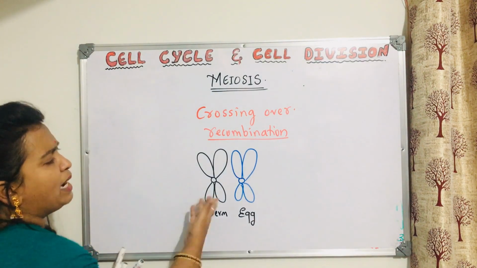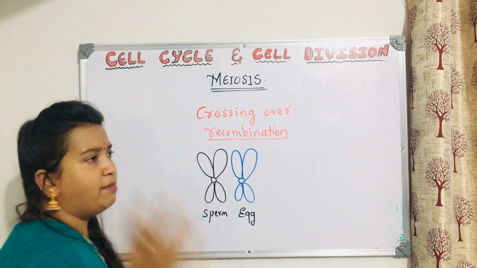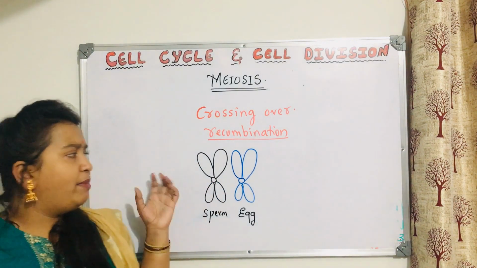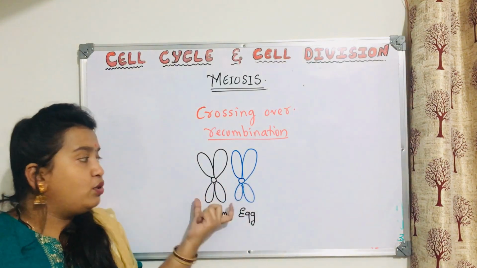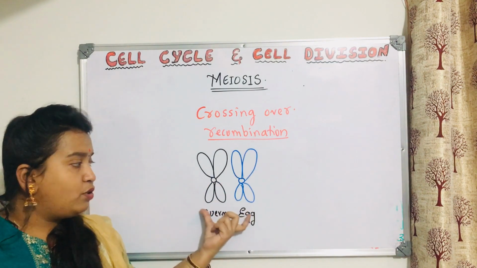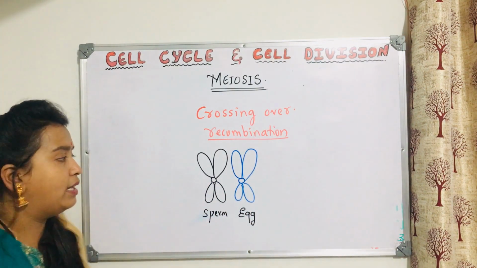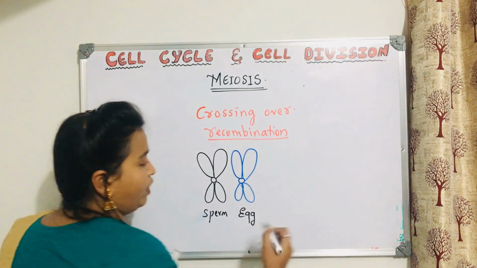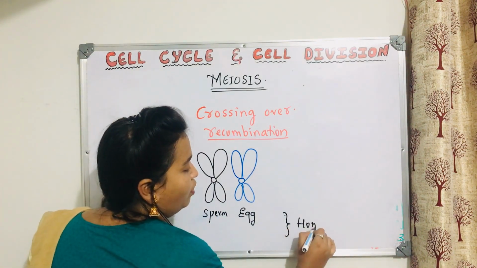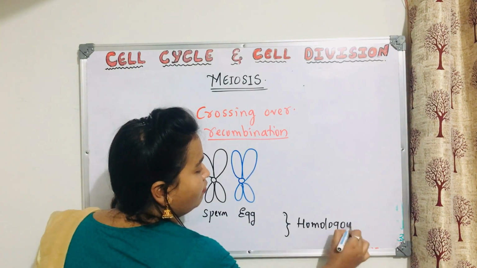Now this might be any number of chromosome, that doesn't matter. It might be anywhere here, but these two are similar, no? So these two come together. And when they come together, we call them a homologous pair.